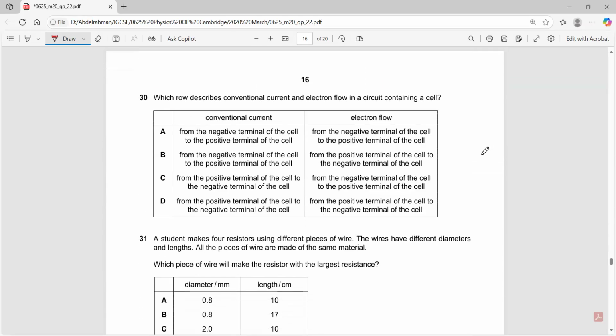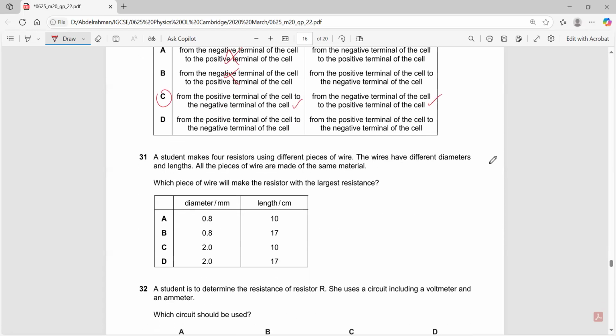Now, question 30. Which row describes conventional current and the electron flow? The conventional current passes from the positive to the negative, while the electron flow moves from the negative to the positive. So it is C.